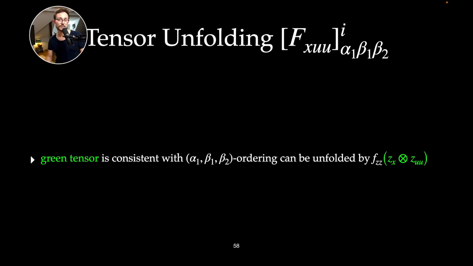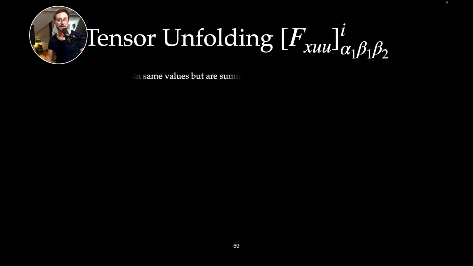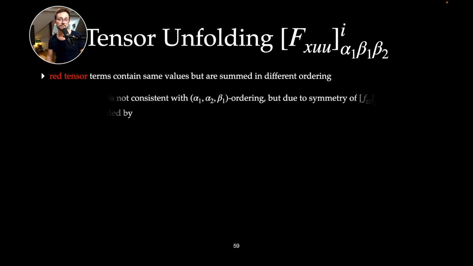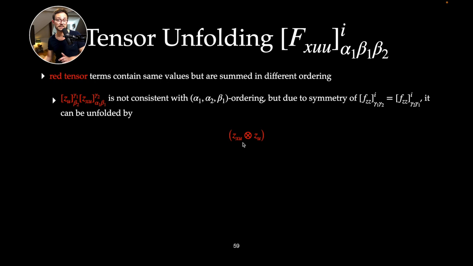And to be a bit more precise, what I've just told you, the green tensor is consistent with my alpha 1, beta 1, beta 2 ordering, and can be unfolded by making use of the Kronecker product. Now the red tensors are summed in different orderings, right? As I was just saying, it doesn't start with alpha 1 and then beta 1, beta 2, but due to symmetry, I can switch it around, and so I can actually make use of ZXU. So start the Kronecker product with ZXU and then ZU.